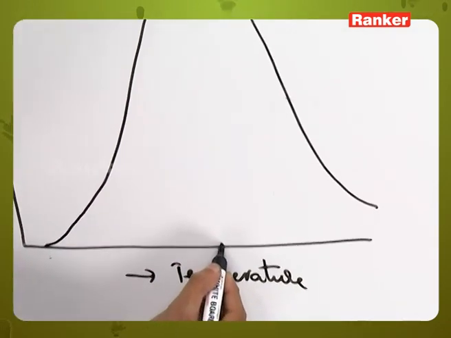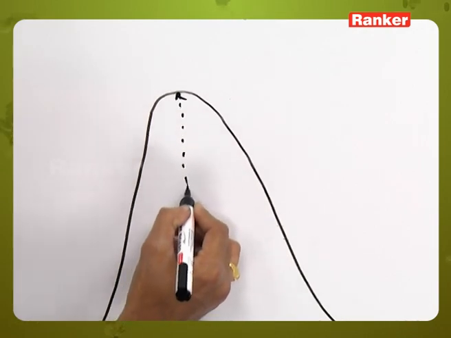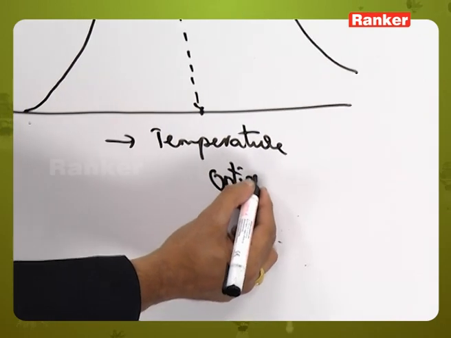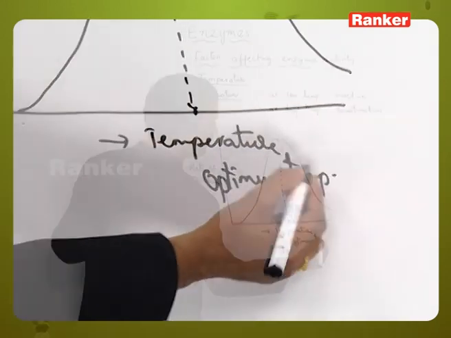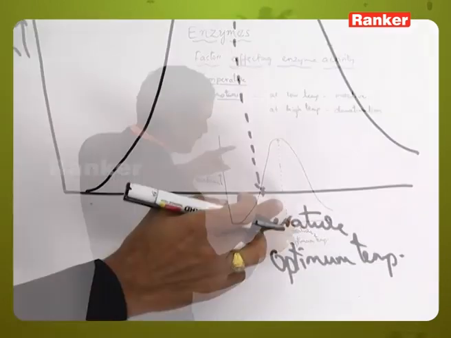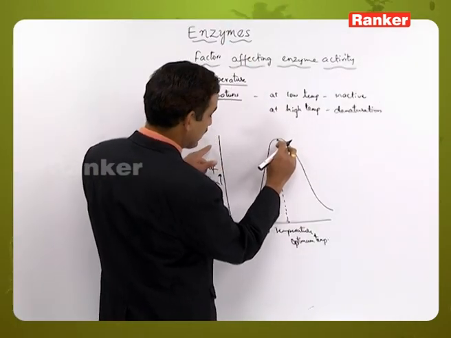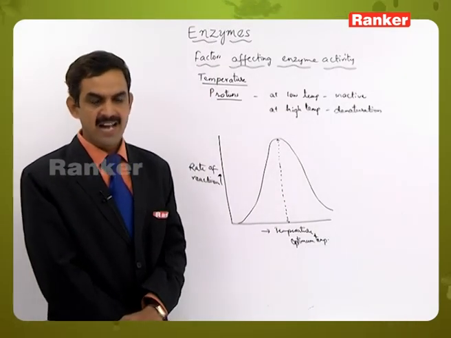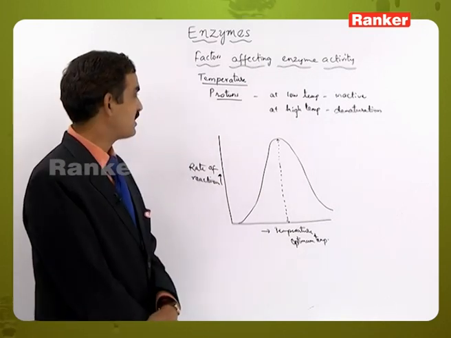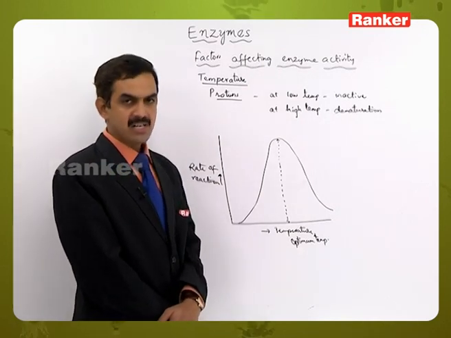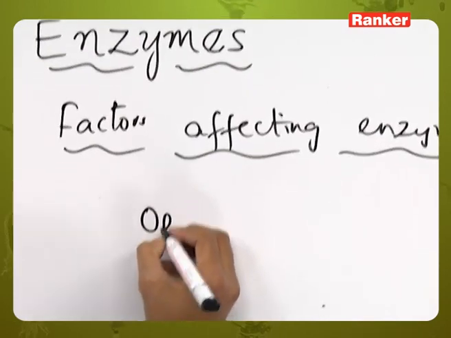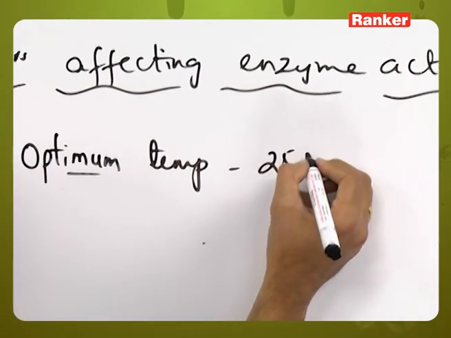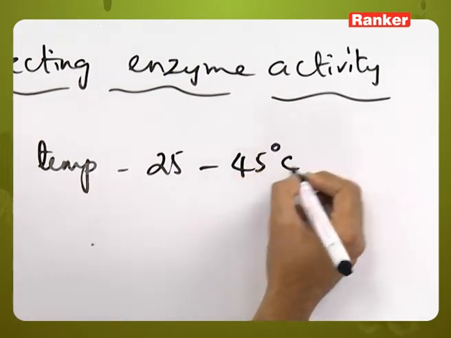At one particular temperature level it reaches the maximum, and this is called the optimum temperature. And beyond the optimum temperature, if the temperature is increasing, what is happening to the rate of reaction? It will be coming down. So this can be shown in a graph of the activity of the enzymes at a particular temperature. The optimum temperature for most of the enzymes is 25 to 45 degrees centigrade.